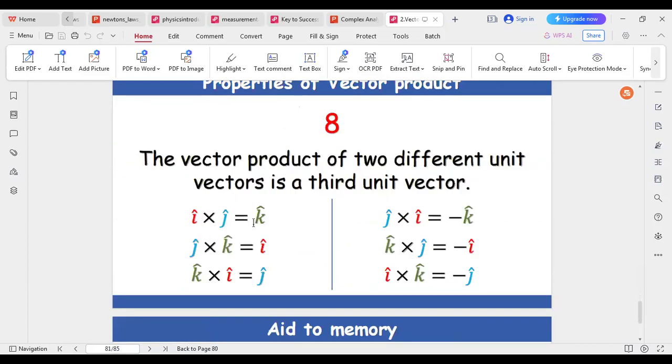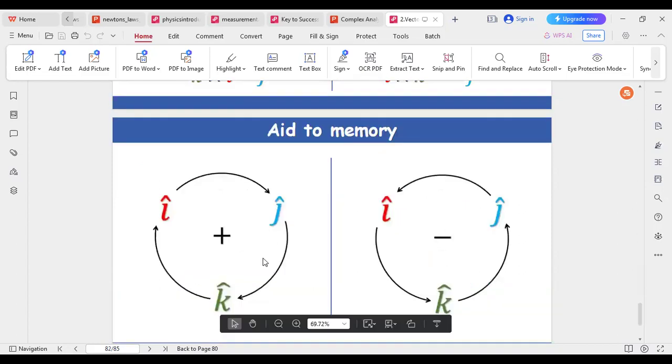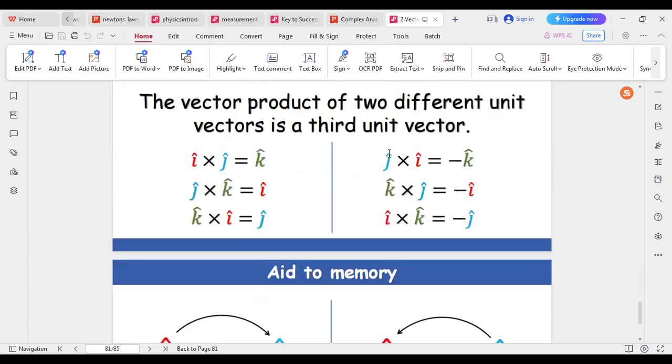Similarly, I cross J equals K, J cross K equals I, K cross I equals J. But because the vector product cannot maintain the commutative law, J cross I will be minus K, K cross J equals minus I, and I cross K will indicate minus J. So remember this I, J, K. This is the sequence for counting I, J, K. But if the circle is represented the other way, the anti sequence, then it will be indicated as minus here.